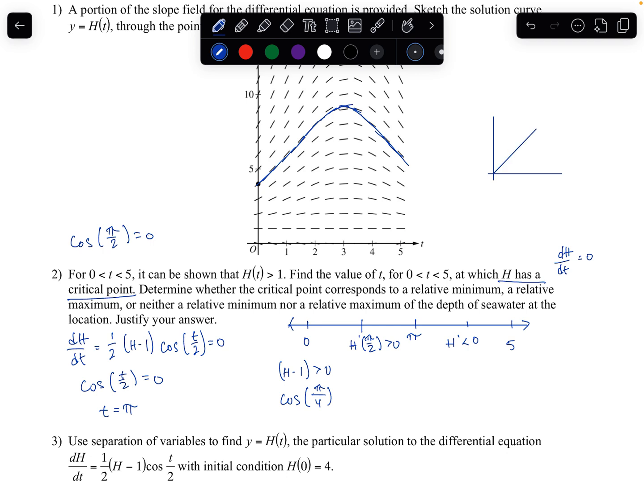Cosine of pi fourths, well, that makes a right triangle. You don't actually have to do this part. I'm just trying to find the value. This is 1, 1, and root 2. Cosine of pi fourth is equal to 1 over root 2, which is positive. So therefore, we're positive here.